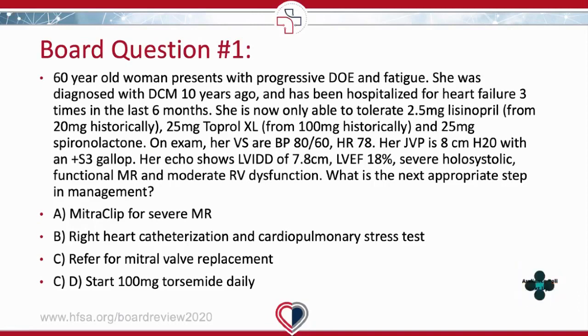On exam, her vital signs are blood pressure 80/60, heart rate 78. Her jugular venous pressure is 8 centimeters of water with an S3 gallop. And her echo shows an LV end diastolic dimension of 7.8 centimeters, EF 18%, and she has severe holosystolic functional MR and moderate RV dysfunction. What is the next appropriate step in management?